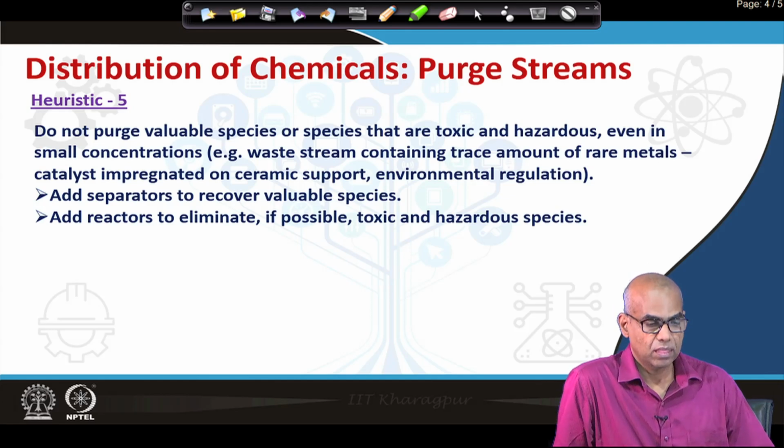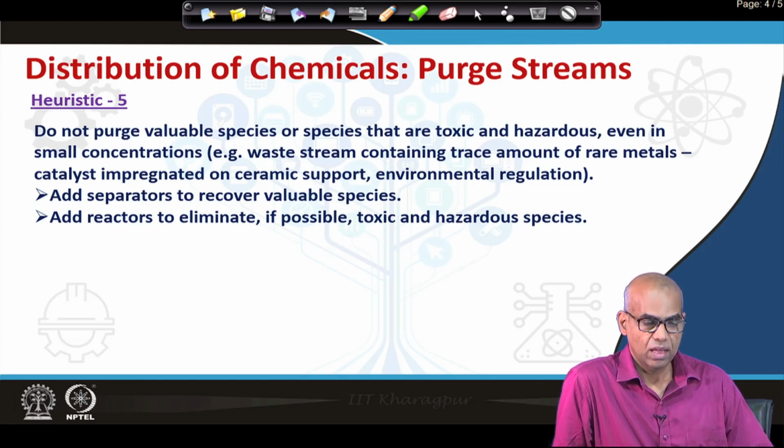Heuristic 5. Do not purge valuable species or species that are toxic and hazardous even in small concentrations. For example, a waste stream containing trace amounts of rare metals, it will happen if your catalyst is impregnated on ceramic support. So, under such cases you should not use purge. Sometimes environmental regulation will also not allow you to use purge.